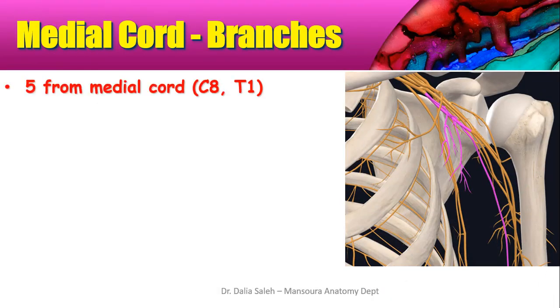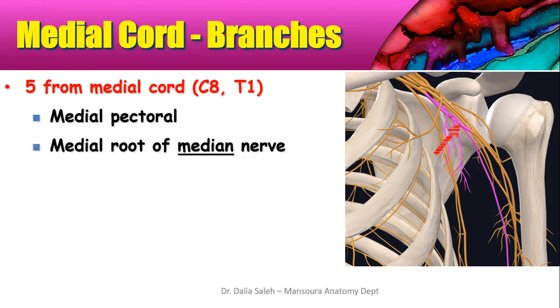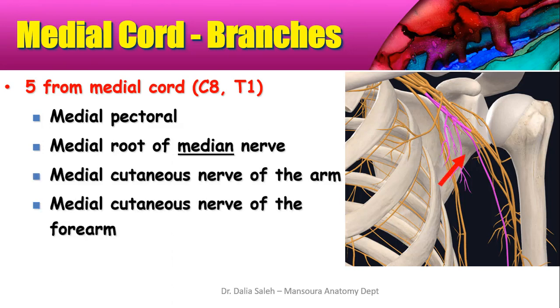From the medial cord, we have 5 branches. We have the medial pectoral nerve for the pectoralis major and minor muscles, the medial root of median nerve, which will share in the formation of the median nerve, the medial cutaneous nerve of the arm and the forearm, and they will supply the skin at the medial side of the arm and the forearm respectively, and of course the ulnar nerve.